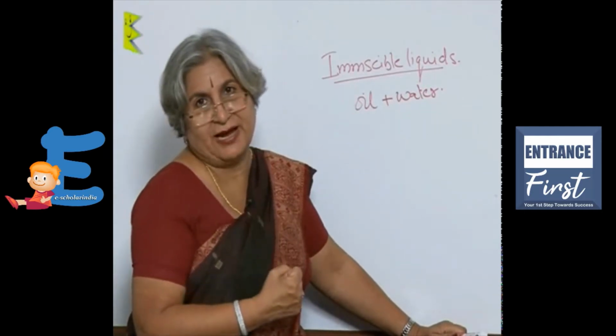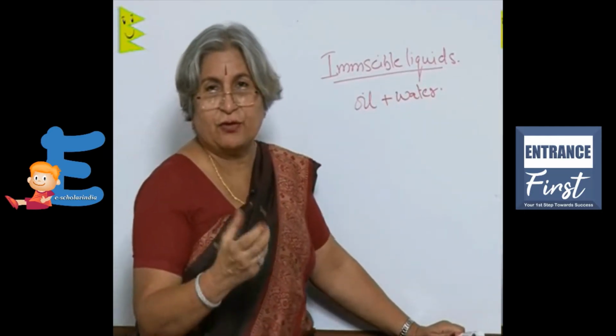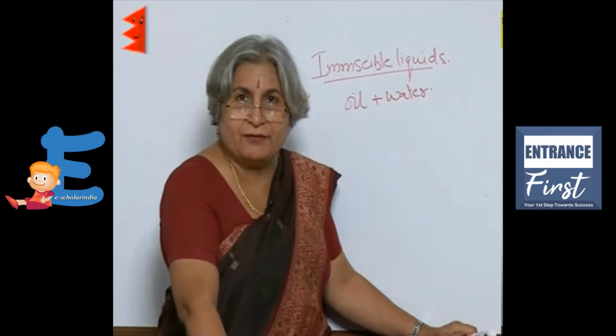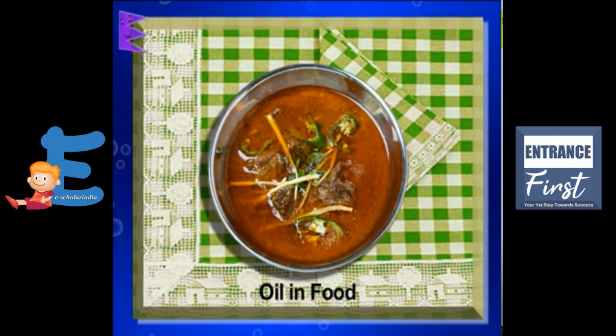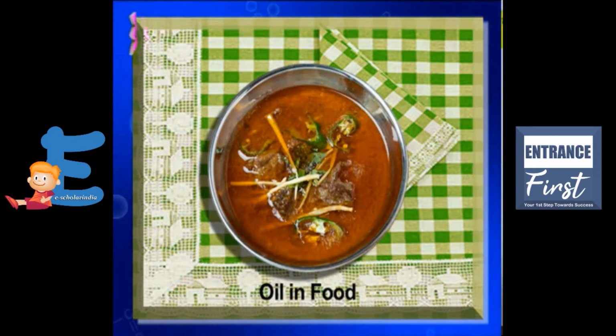Bile emulsifies fats. Otherwise also, when you cook at home, in a curry you will find oil or ghee always floating on top. Why? Because it is immiscible, number one. Number two, oil is lighter than water.